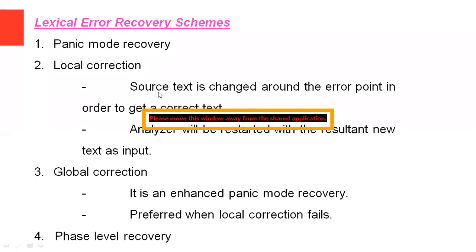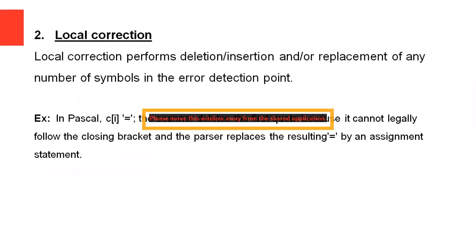So for example, when the source text is slightly changed, we can get errors. Those errors are recovered by the lexical panic mode recovery in order to get a correct text. Once the correct text is obtained, the analyzer will be restarted with the new text as input. In local correction, we perform deletion, insertion, and/or replacement of any number of symbols at the error detection point.